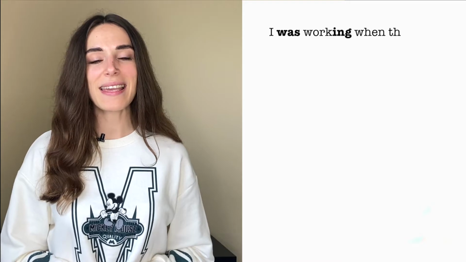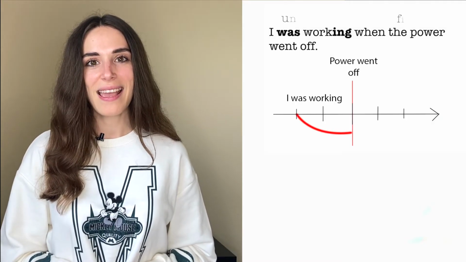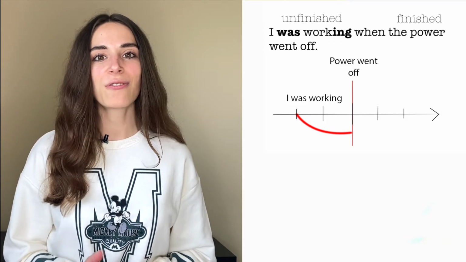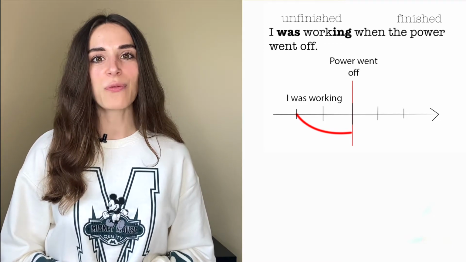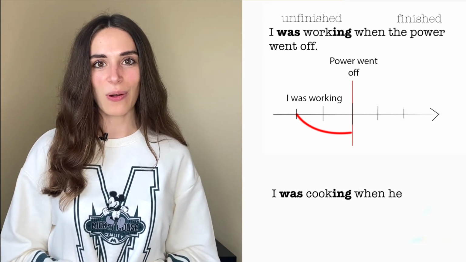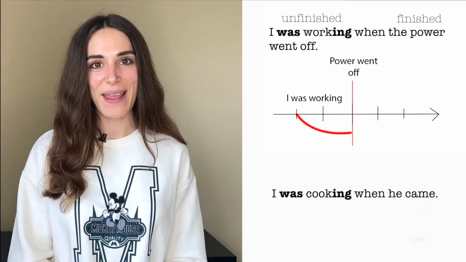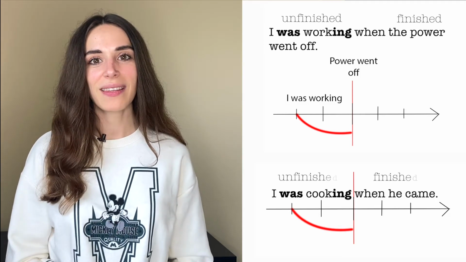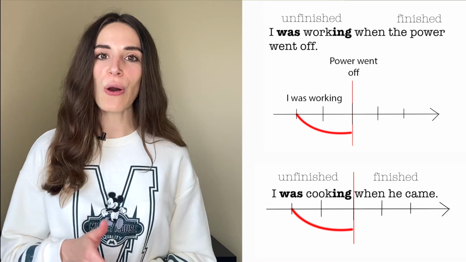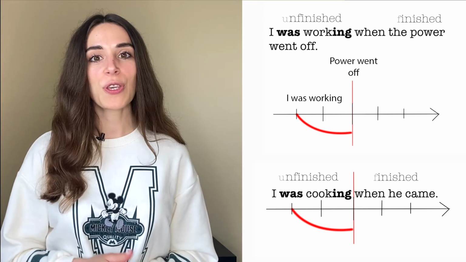I was working when the power went off. So as you see, I didn't finish working, so it is an unfinished action in progress, and we use was there plus an ing form. Another example, I was cooking when he came. I was cooking, it is a long unfinished action. When I came, it is a short finished action, so we use the past simple tense. Let's watch one more extract.